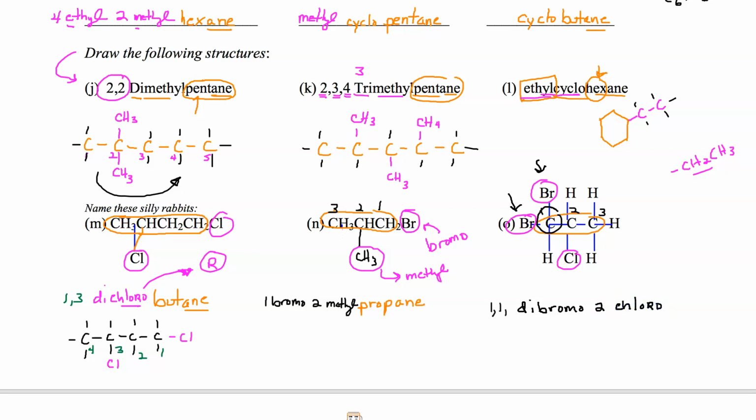And then the parent name is propane, for the longest continuous chain of carbons, and they're single bonded. So 1,1-dibromo-2-chloropropane. A lot of words there, but that describes the shape. We have a 3-carbon single bonded hydrocarbon with a chloro group on the second carbon and 2 bromo groups on the first. All right, continuing on to the next page.